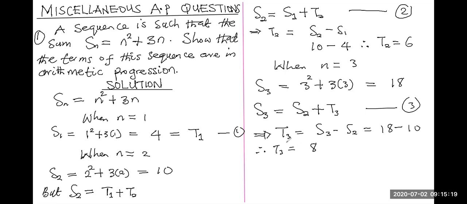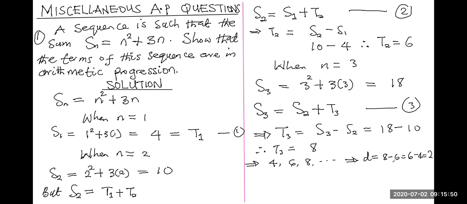Now, look at the terms of the sequence. The first term is 4. So can I say that the terms are 4, the second term is 6, and the third term is 8, and you can keep on going on and on, where our d is equal to what? Our d is 8 minus 6, which is equal to 6 minus 4, and of course, that gives us 2.